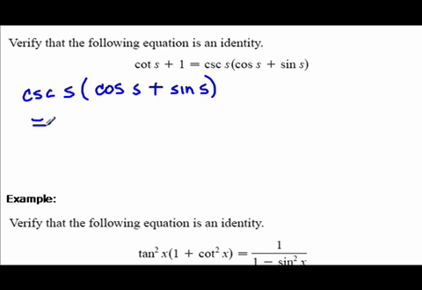Now, things that you can do. You're allowed to use the distributive property, which is what I'm going to do first. And you're also allowed to multiply top and bottom of a fraction by the same thing, because you're not adding it to both sides. You're just changing what a fraction looks like. It's like taking 1/2 and rewriting it as 6/12. Nothing wrong with that. So let's use the distributive property and see what happens here. We get cosecant s times cosine s plus cosecant s times sine s.